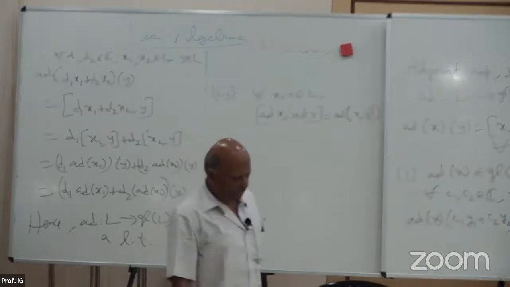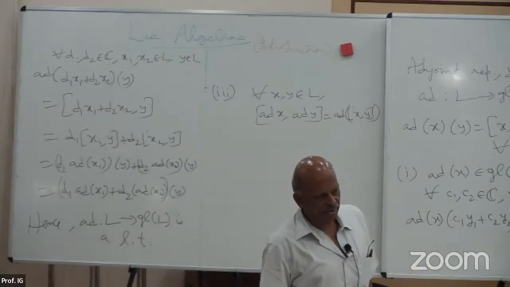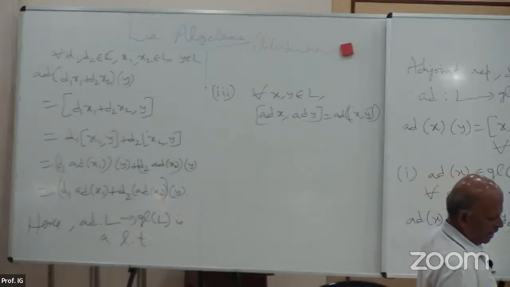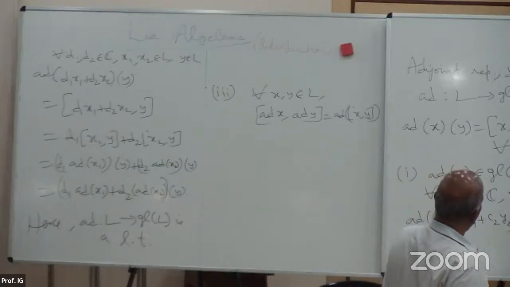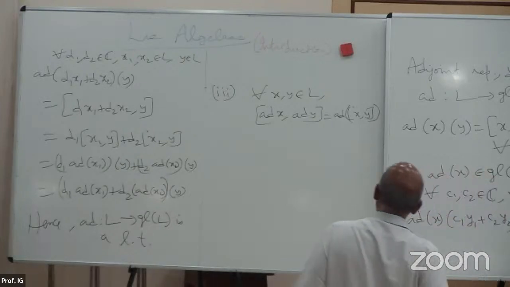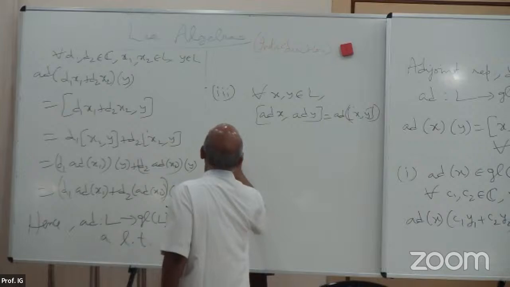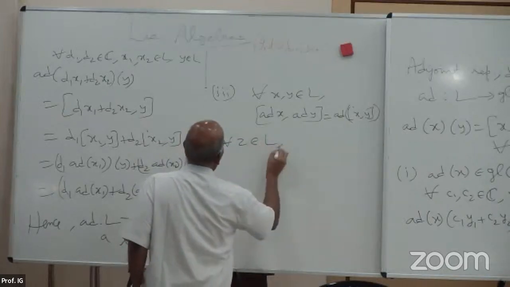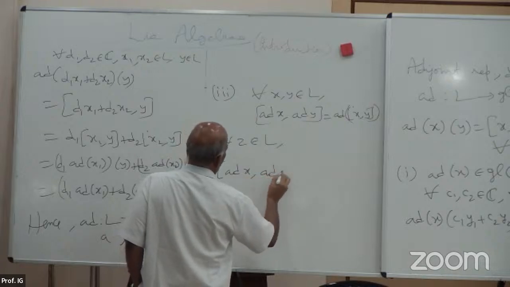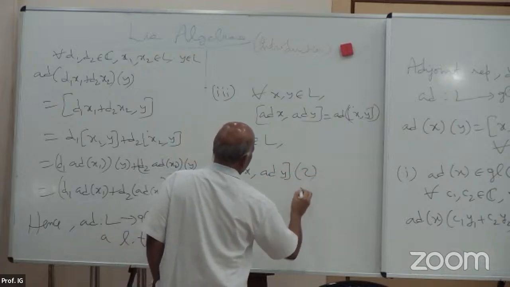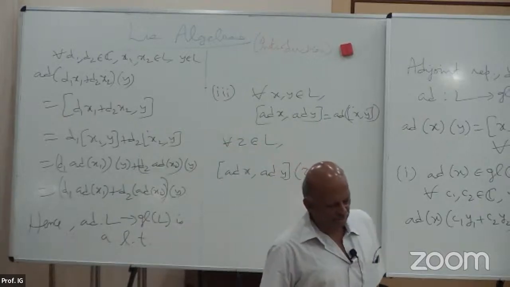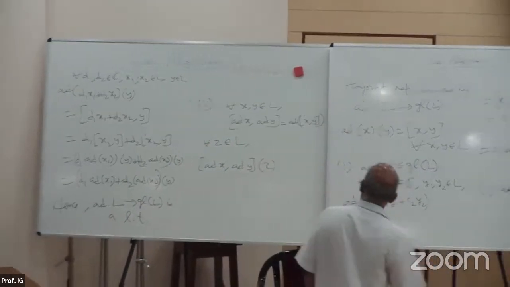For every x, y in L, ad x, ad y bracket should be ad of [x, y]. And again, these are linear transformations from L to L. So we have to evaluate at some point. So for every z in L, [ad x, ad y] of z. This we have to verify and conclude that it is coming from the right hand side.